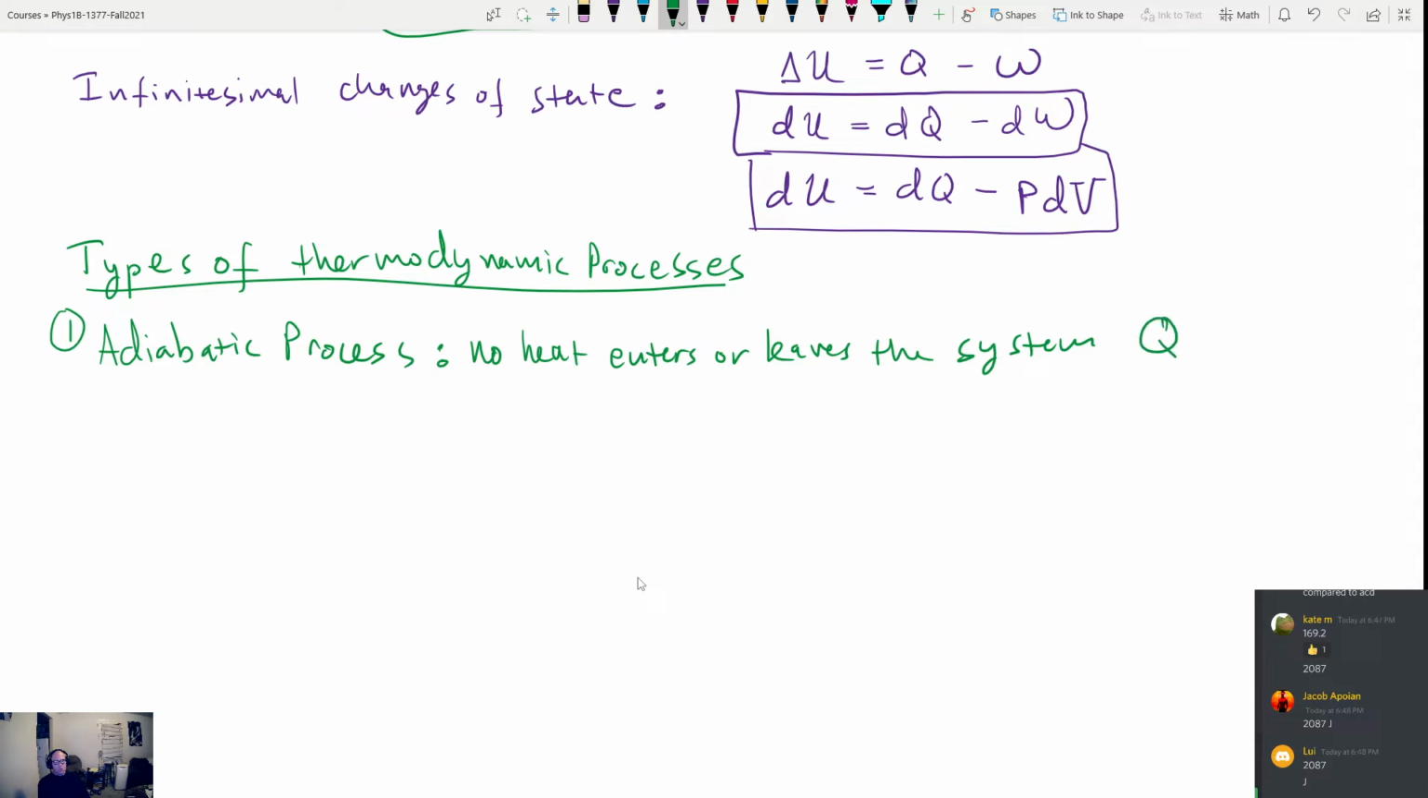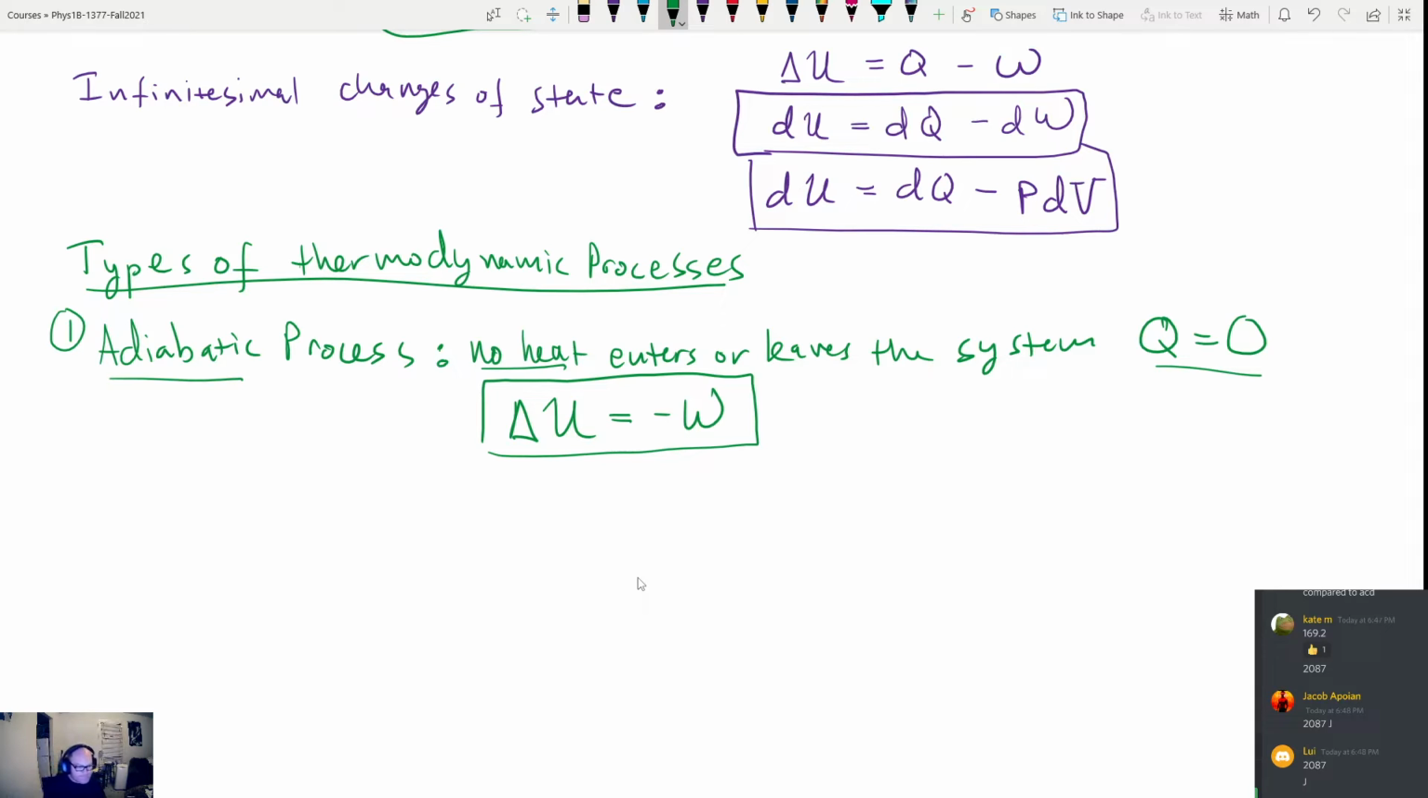That means that Q is equal to 0, which means that delta U for an adiabatic process, again, adiabatic means no heat, Q equal to 0, that's what you've got to remember. Then delta U should be equal to negative W in this case. The only change in internal energy can occur when there is work done on the system.